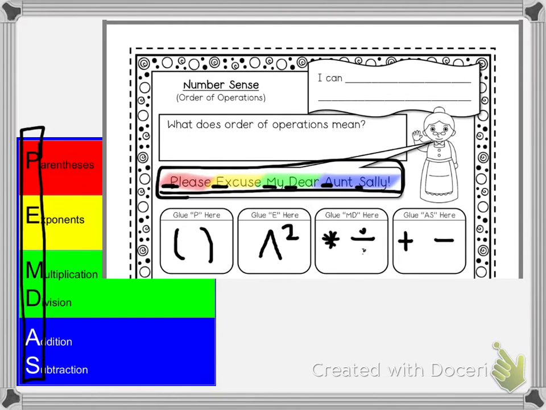So please for our parentheses. Excuse has the E for exponents. My dear is an M and a D for multiplication and division. And Aunt Sally for addition and subtraction.